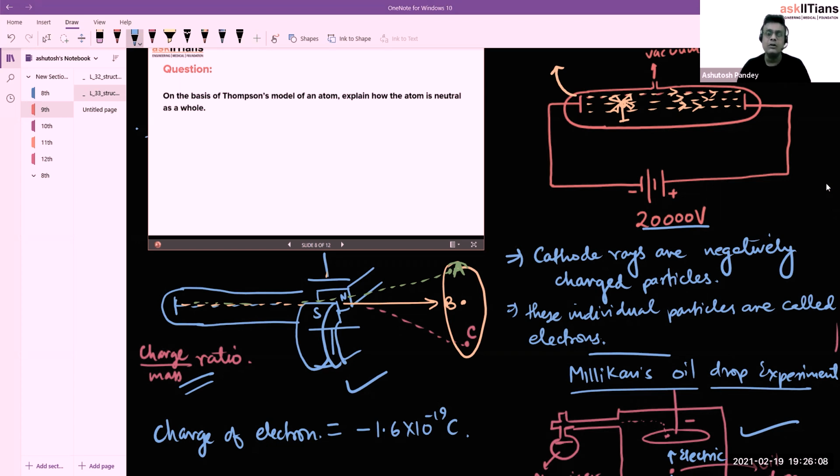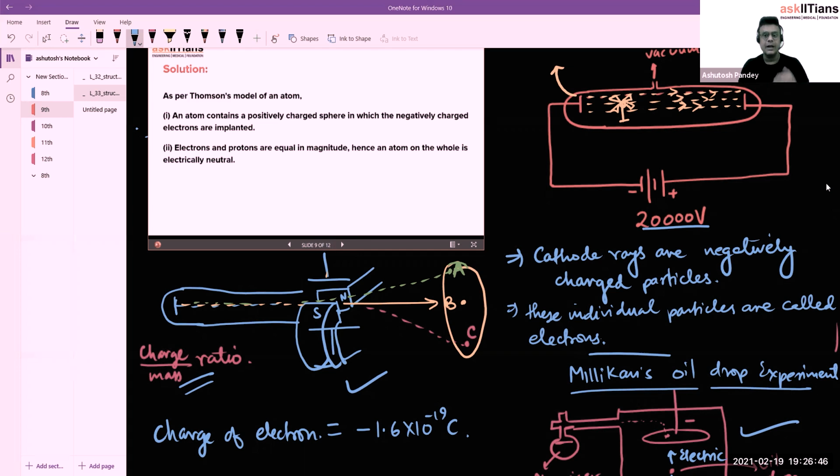On the basis of Thomson's model of an atom, explain how the atom is neutral as a whole. We have not yet learned Thomson's model of an atom, but in any model of an atom, we can say the atom is neutral. Why? Because the amount of negative charge is balanced by the amount of positive charge. So in any neutral atom, the amount of positive charge will always be equal to the amount of negative charge, and that's why the atom is neutral.